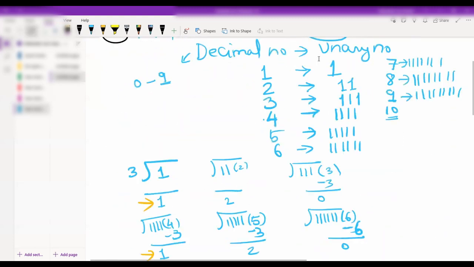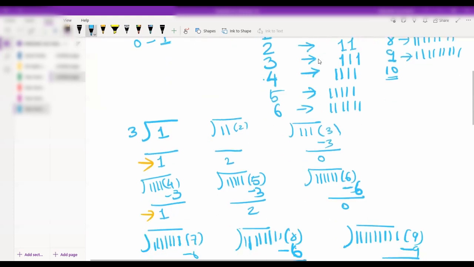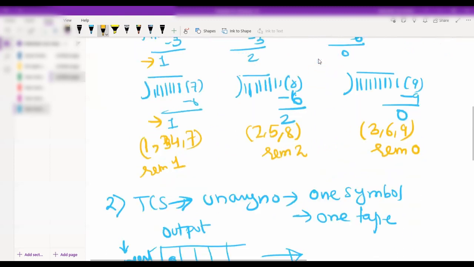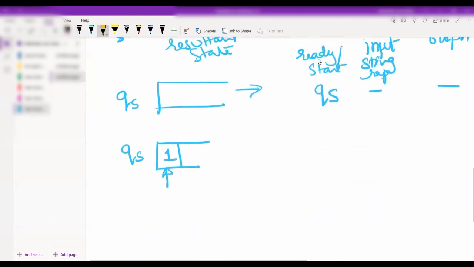So what was the output after dividing number 1 by 3? After dividing 1 by 3, we got remainder 1. So we are going to write remainder 1. This is your remainder 1 situation, and we can give it a good name in TCS, for example, remainder Q1. So what will be the resultant state? Here we have to write down the resultant state.